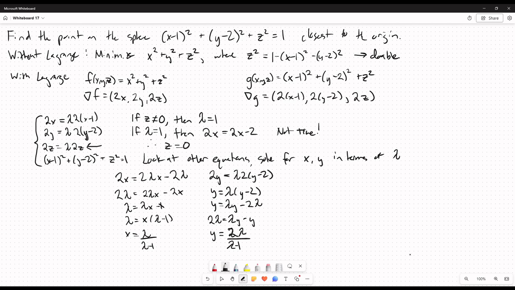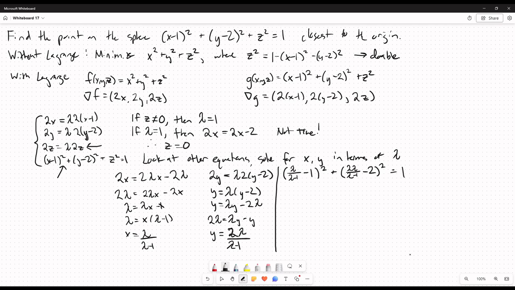Okay. And with that, let's go ahead and look at our constraint equation. We know that z squared equals 0. So let's see what the rest of this stuff is going to be. We'll have x minus 1, but we know that x is lambda over lambda minus 1. So we'll have lambda over lambda minus 1 squared plus 2 lambda over lambda minus 1 minus 2 squared equals 1.